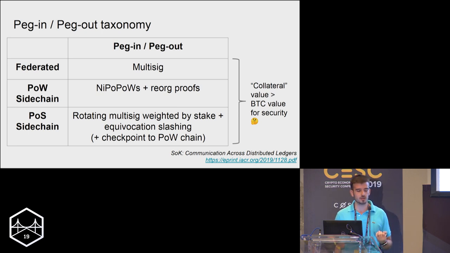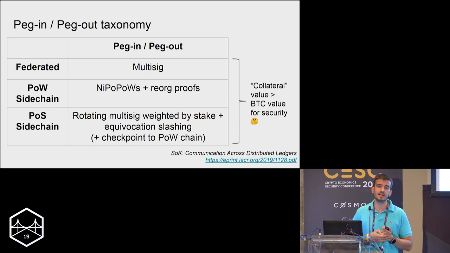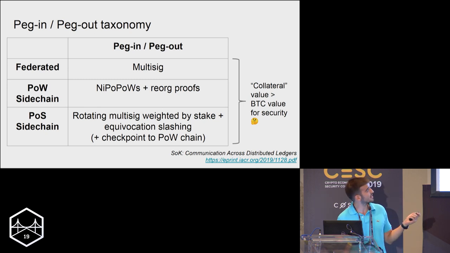Plus, on the side of the proof of stake sidechain, you have a rotating multisig, which is weighted by stake, and you add some slashing if they try to equivocate or misbehave. And if you want, you can also add the checkpointing mechanism that I described earlier. But the common denominator in all of this is the collateral. In the federation the collateral is the reputation, here it is the hash rate that exists in the proof of work sidechain, and here the collateral is whatever you have staked.